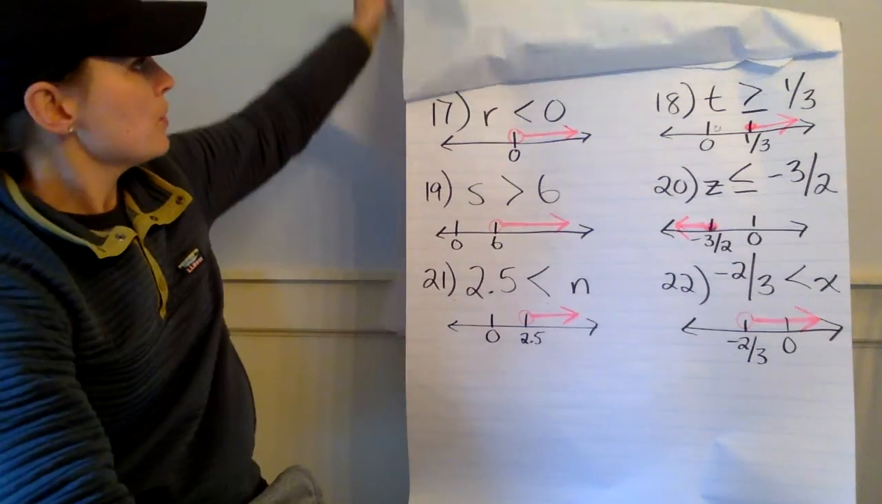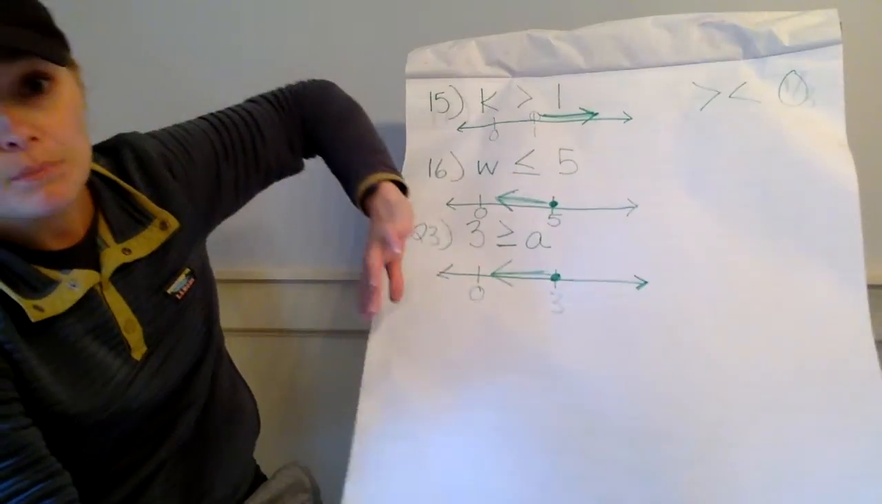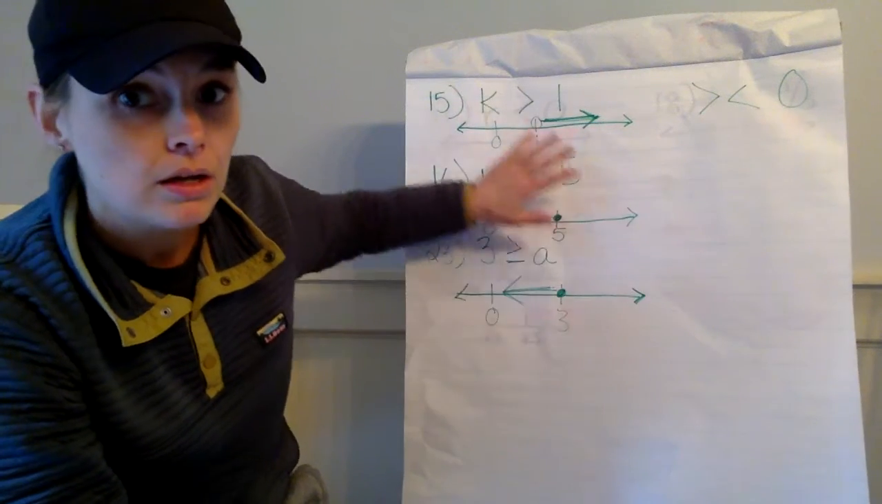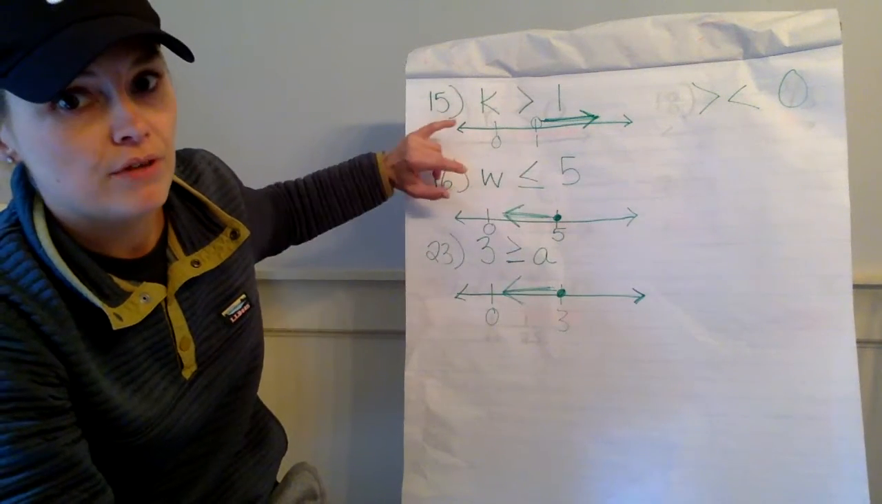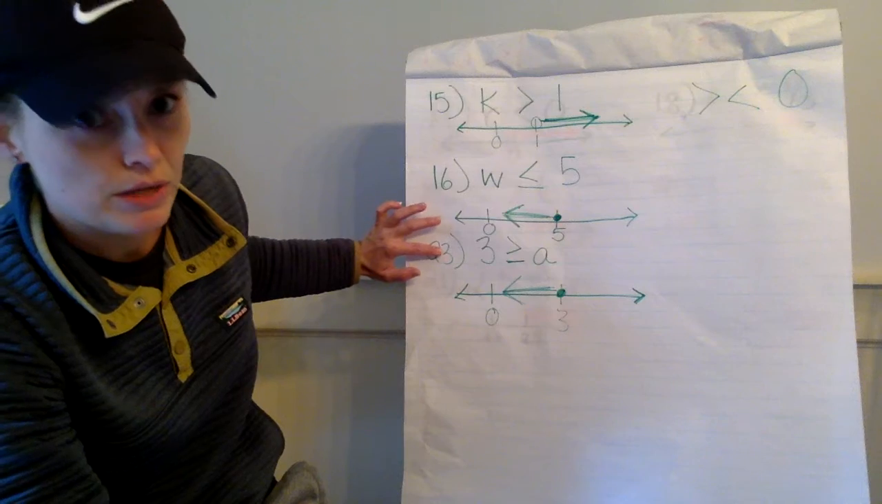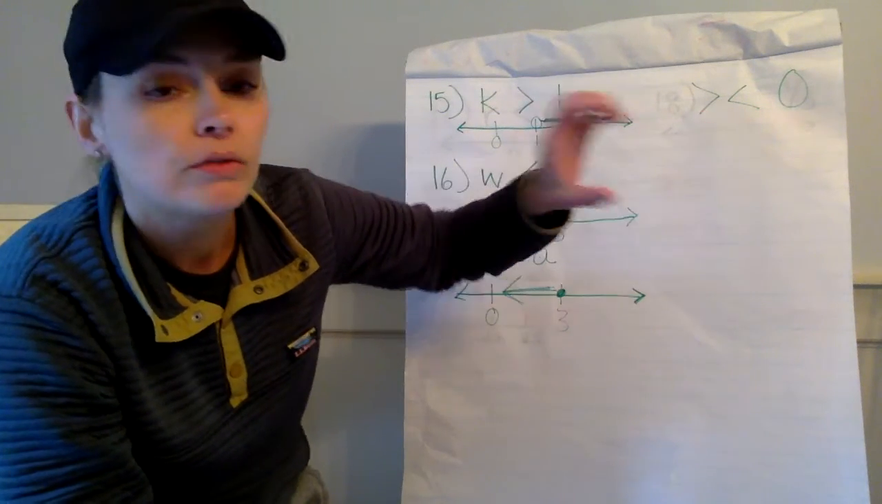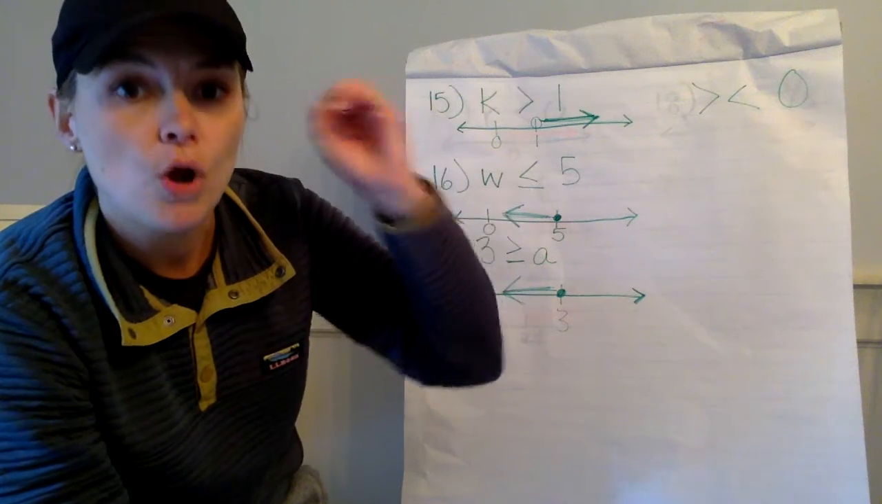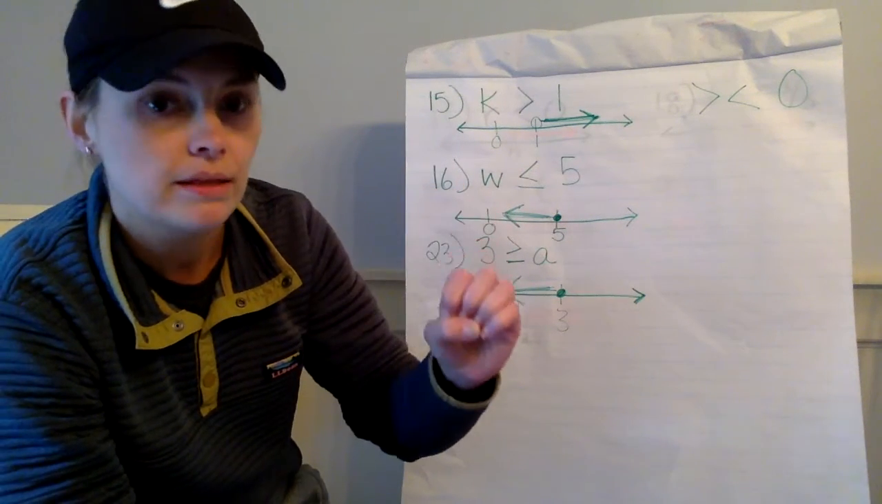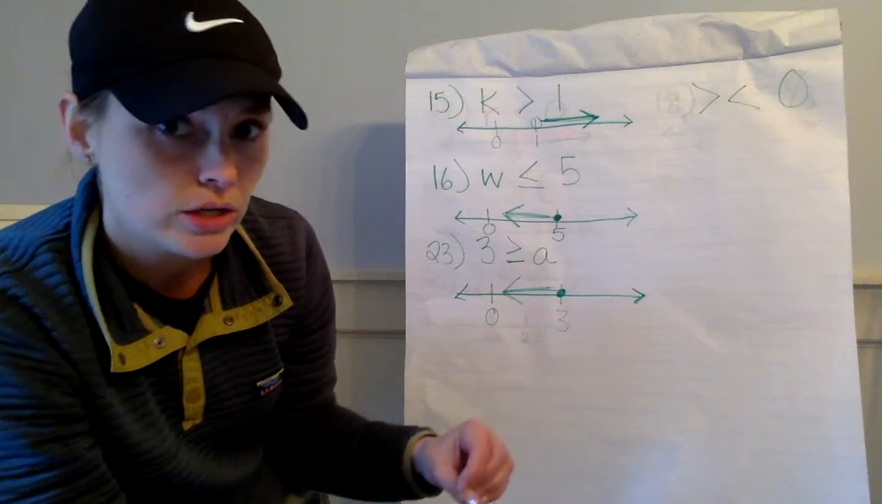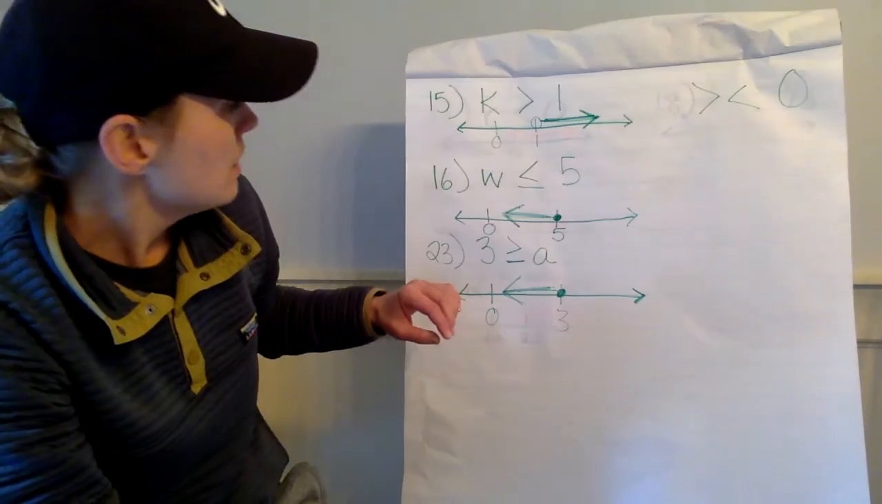If you remember from this morning, hopefully you viewed it, I got you started on the graphing of 15 and 16 and then 23. We talked about how the regular greater than, less than symbols require an open dot on the number line, meaning that that number is not a solution to that inequality.